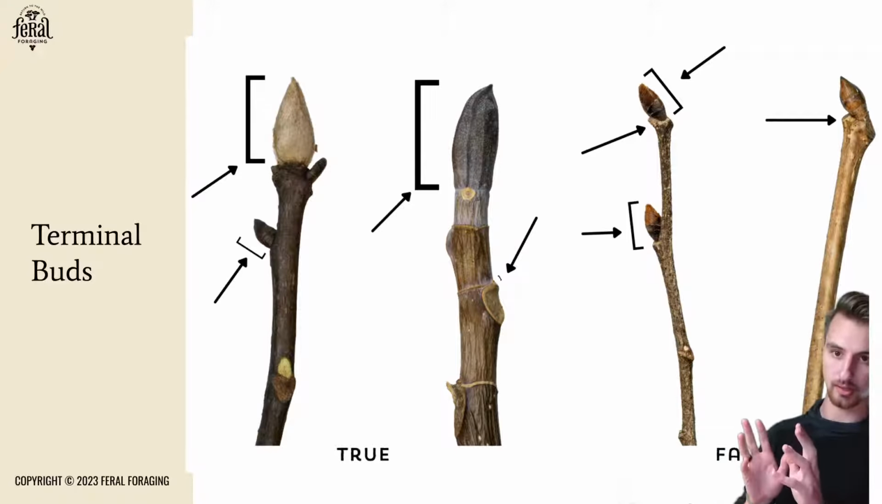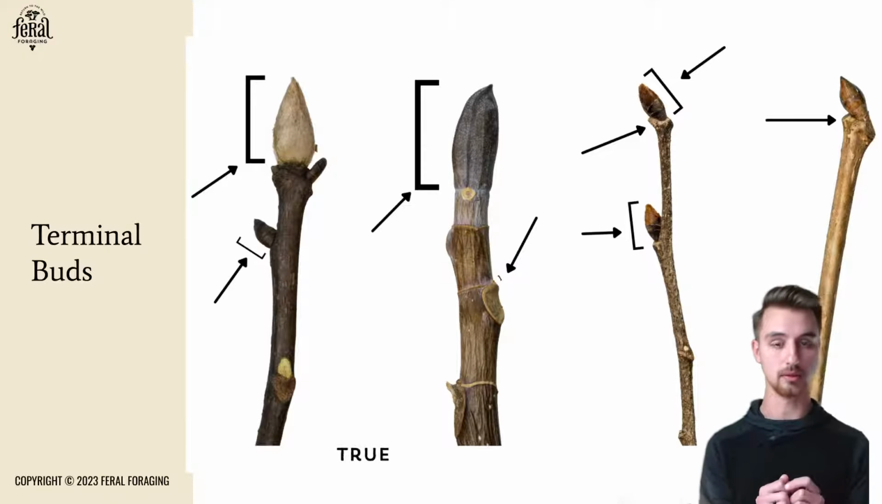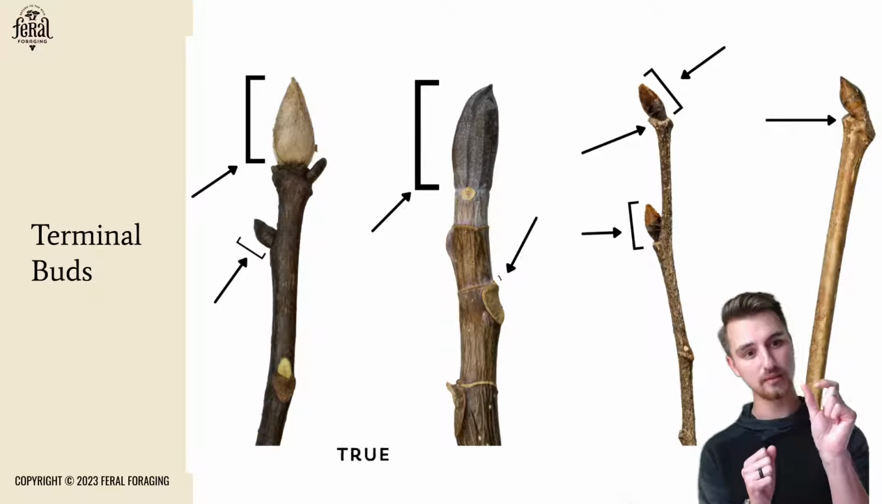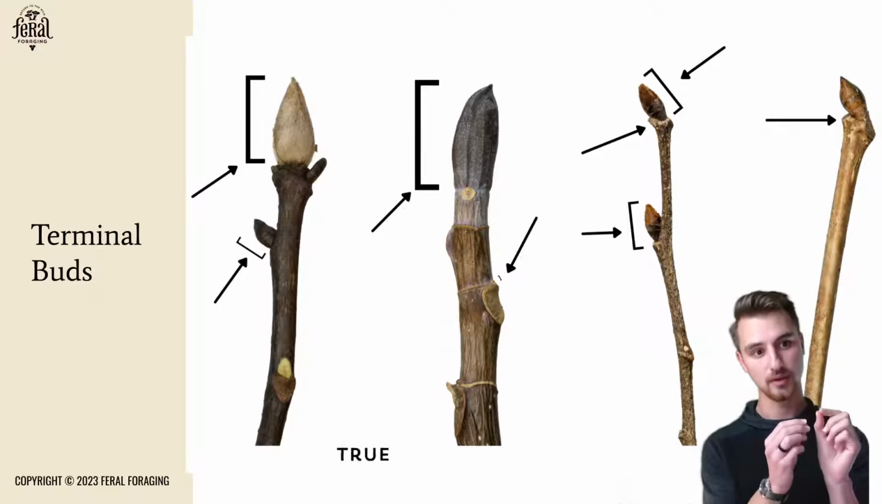And then on the very right side, and we see it with both of the specimens, there is a bit of a projection of the twig going forward past the bud, and that usually means that you're dealing with a false terminal bud as well.